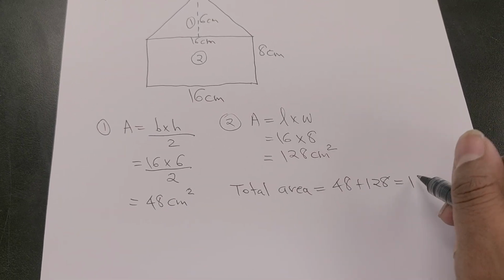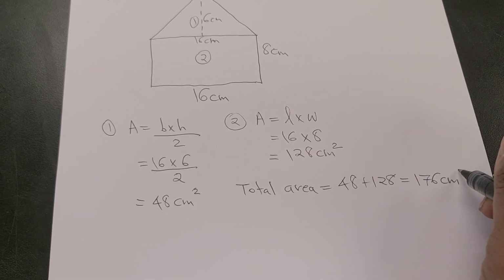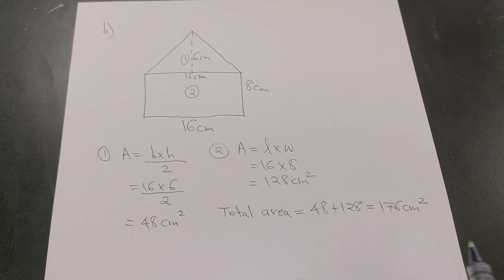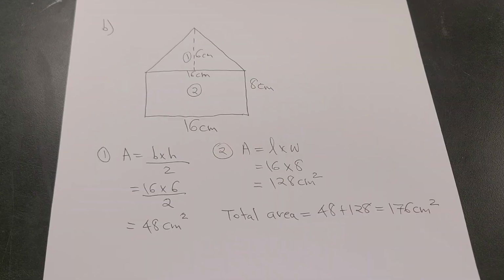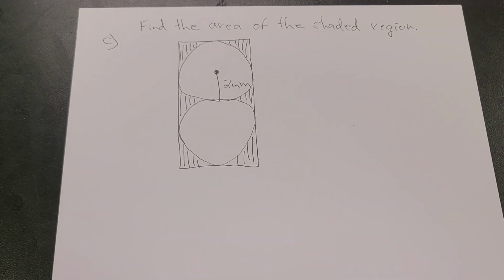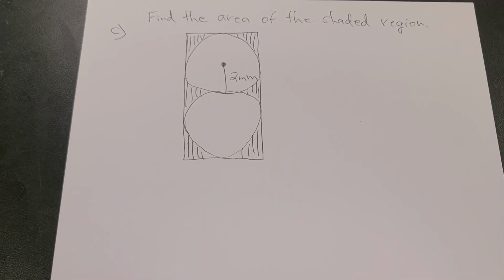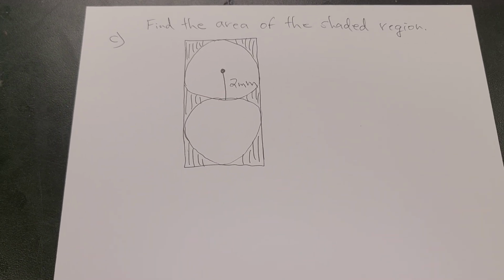Okay, and the total area is 176 centimeters squared. Okay, and this is the final answer right here. All right, so I think we should put this as a separate example. But anyways, I put find the area of the shaded region. There's actually a very common question.